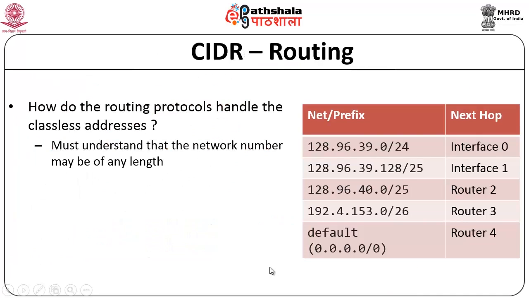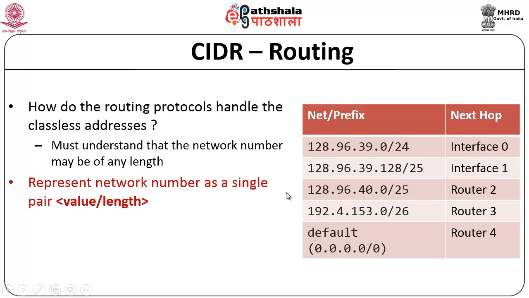Now let us look at how the routing will become different once you have this kind of CIDR based addressing. When you have CIDR based addressing, what we require the routers to understand is that they have to know how to handle these classless addresses. To handle the classless addresses, it must understand the network number, and it must understand that the network number can be of any length. So, in your routing table, you will have the network address followed by the prefix, and you will specify the next hop.